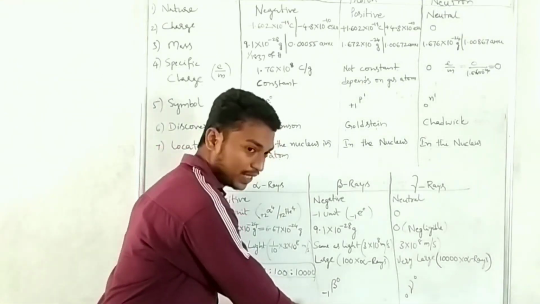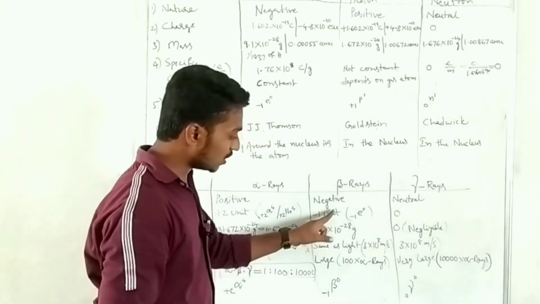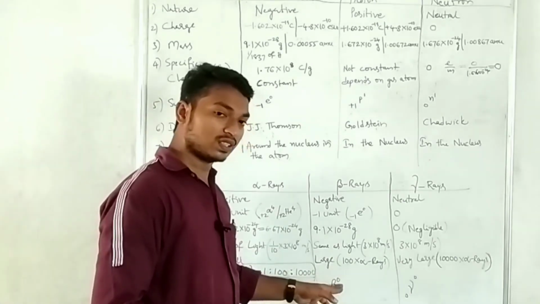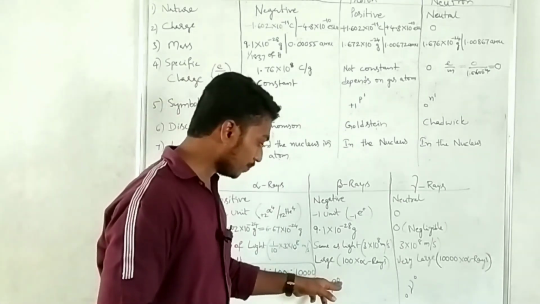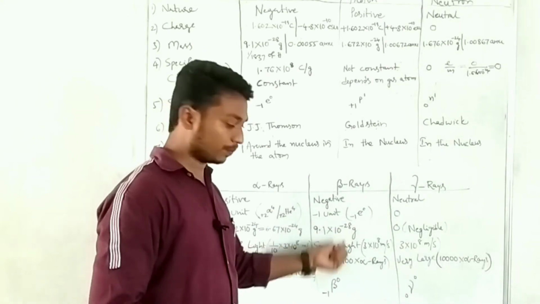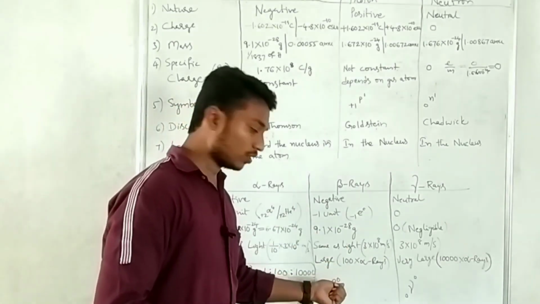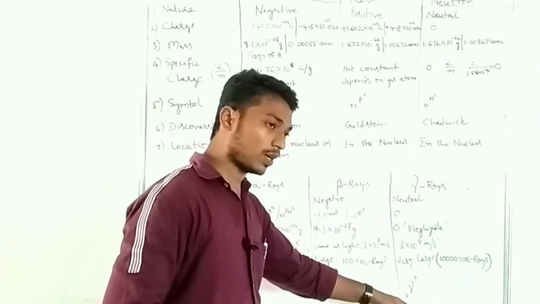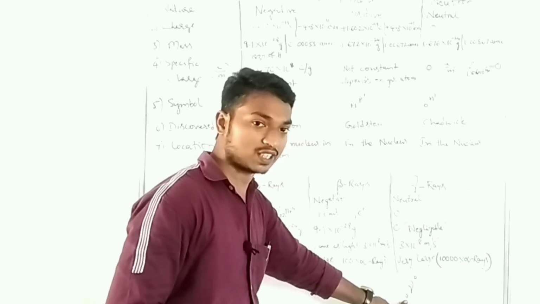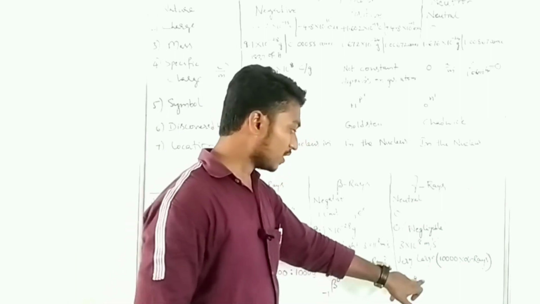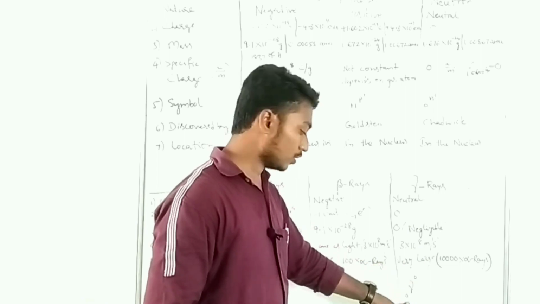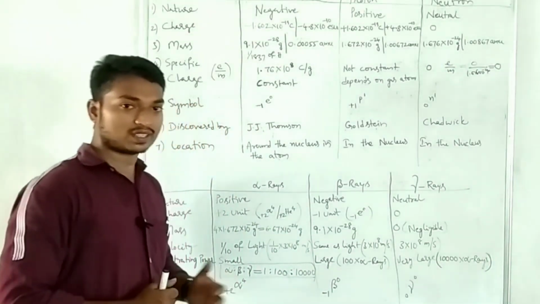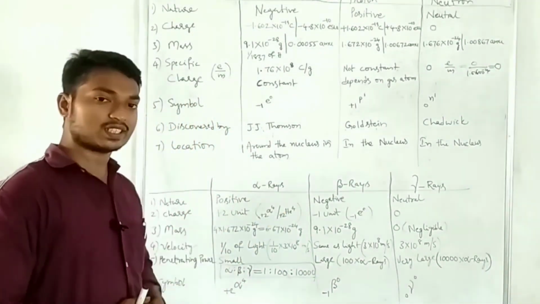Here in beta rays, minus 1 indicates the charge of 1 unit of negative charge. Here 0 indicates the mass of the beta rays; 0 means there is negligible mass for beta rays. Hence we write 0 for beta rays in the mass place. For the symbol of gamma rays, 0 represents there is no charge, and there is no mass also, 0. So 0 charge, 0 mass for gamma rays, only energy is there. So these are the differences between alpha rays, beta rays and gamma rays.